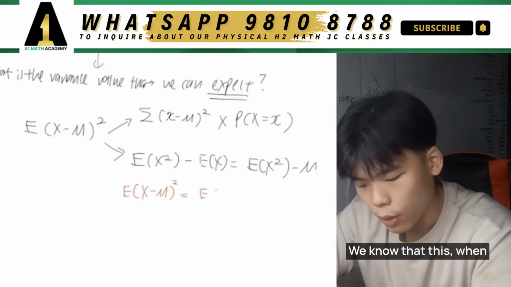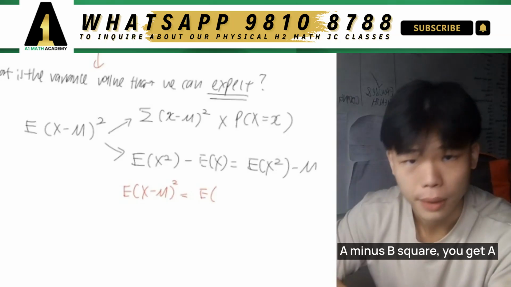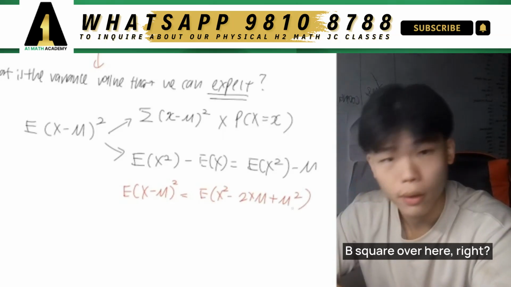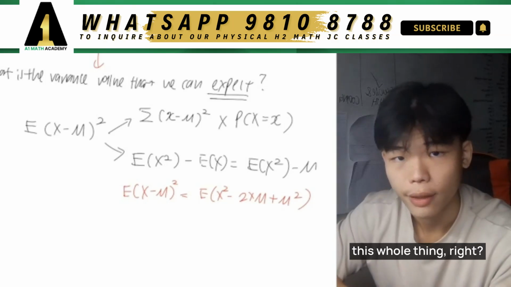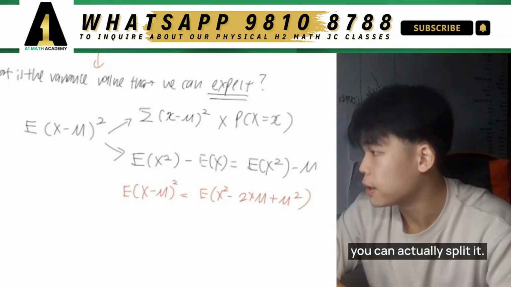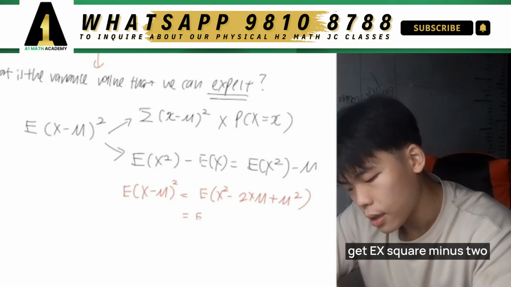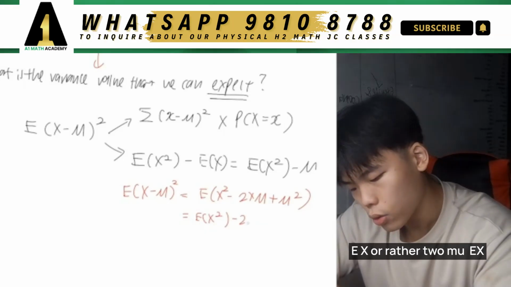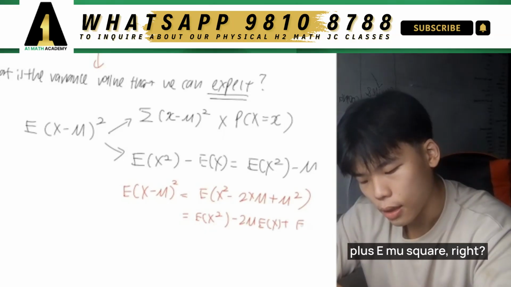We know that when we expand this using your a minus b squared, you get a squared minus 2ab plus b squared over here, right? When you expand out this whole thing, and then from here, you can actually split it. So when you split it, you get E of x squared minus 2uE of x, plus E of u squared, right?